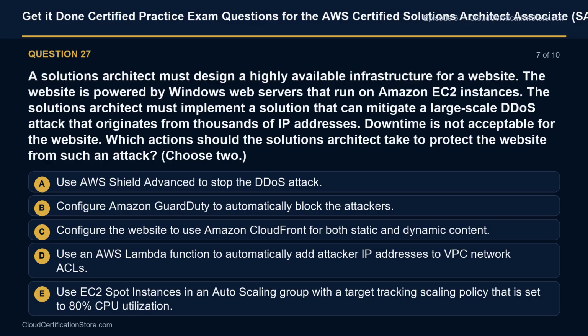Question 27. A solutions architect must design a highly available infrastructure for a website. The website is powered by Windows web servers that run on Amazon EC2 instances. The solutions architect must implement a solution that can mitigate a large-scale DDoS attack that originates from thousands of IP addresses. Downtime is not acceptable for the website. Which actions should the solutions architect take to protect the website from such an attack?